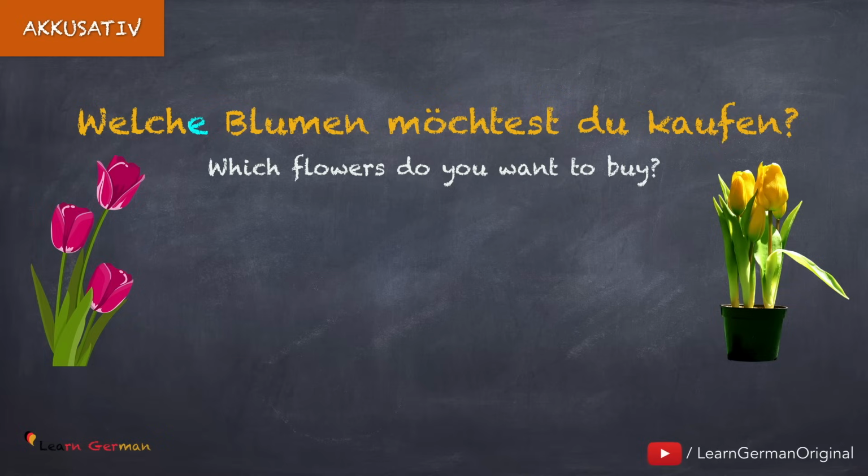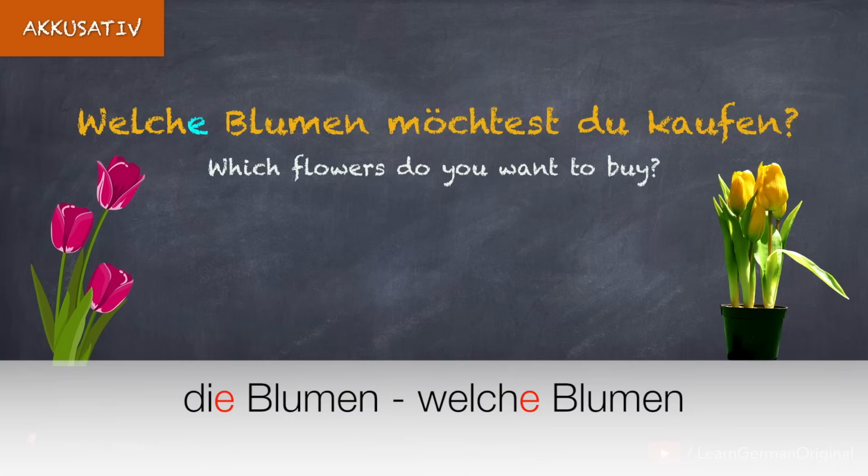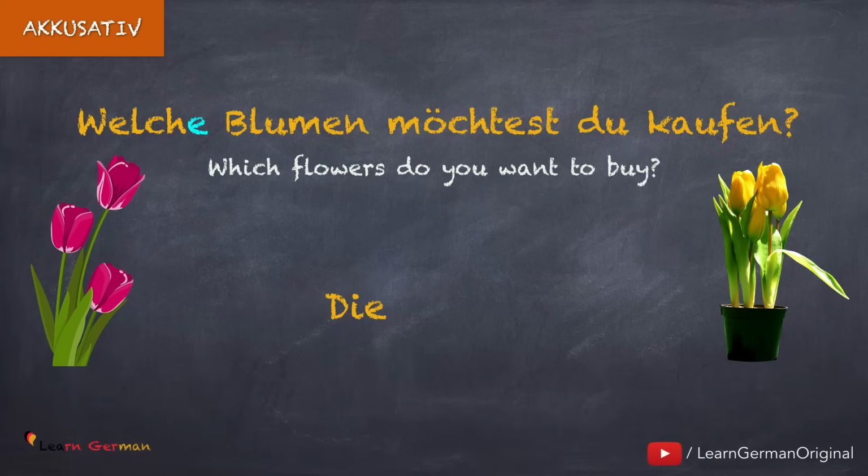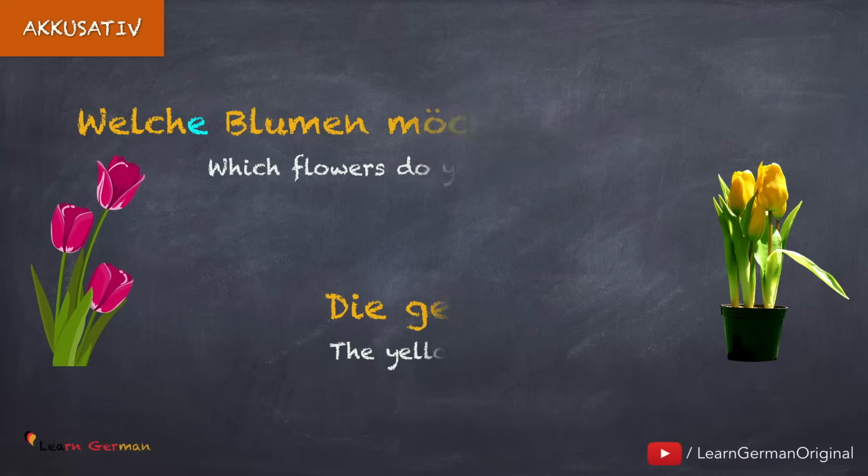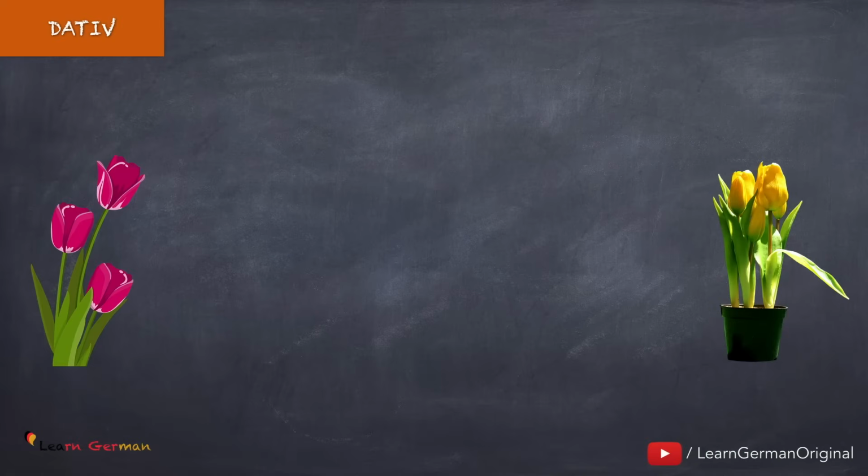Du ist hier das Nominativ Subjekt and Blumen sind Akkusativ. Well, in plural, the accusative article does not change. Die Blumen remains die Blumen. Hence, welche Blumen will remain welche Blumen. So the answer is die gelben. Moving on to the dative case.